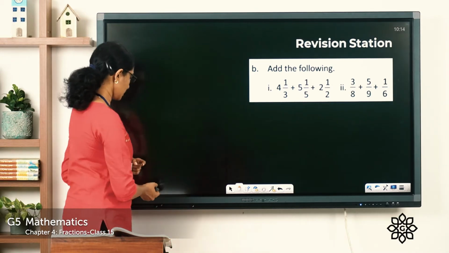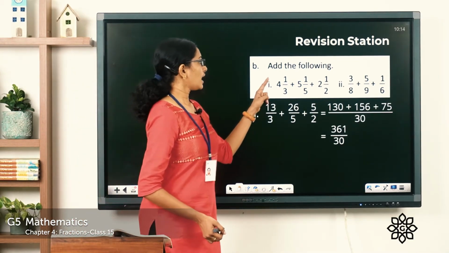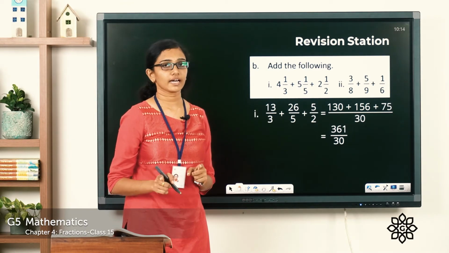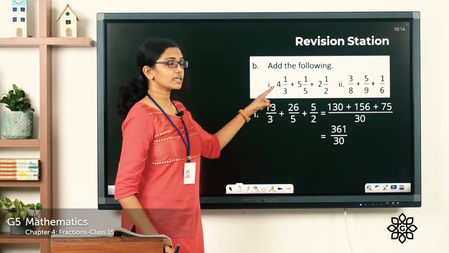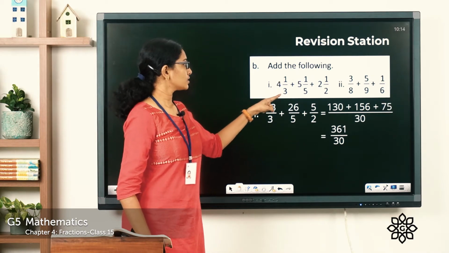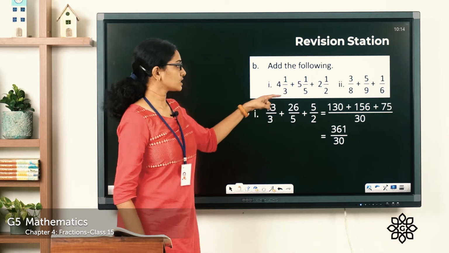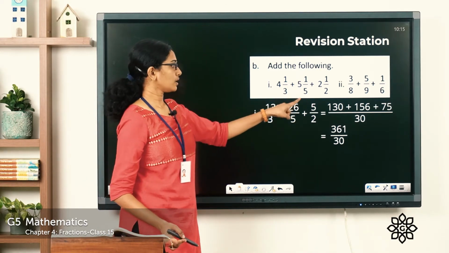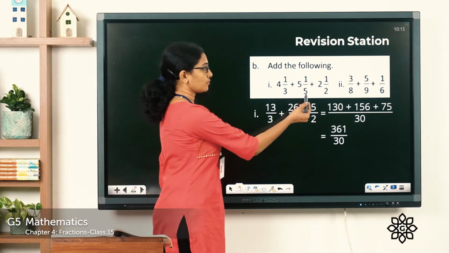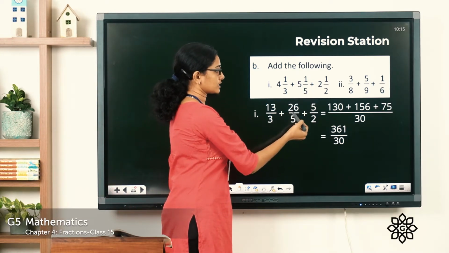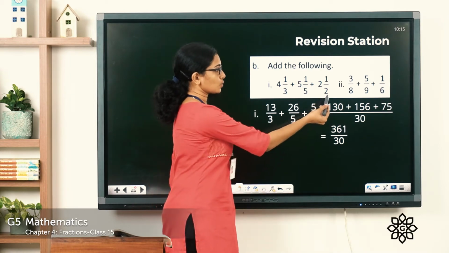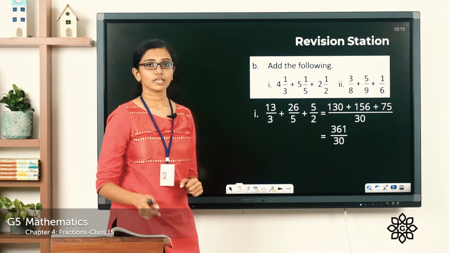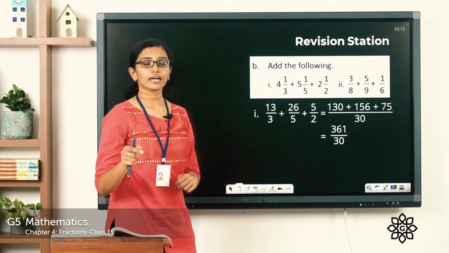So here I have converted all the mixed fractions to improper fractions first. You can use either method. So 4 into 3 is 12 plus 1, 13. So the corresponding improper fraction for this mixed fraction is 13 by 3 plus. The second one, the improper fraction is equal to 5 5s are 25 plus 1, 26 by 5 plus 2 into 2, 4 plus 1, 5 by 2. So here we have 3 improper fractions which are unlike fractions.